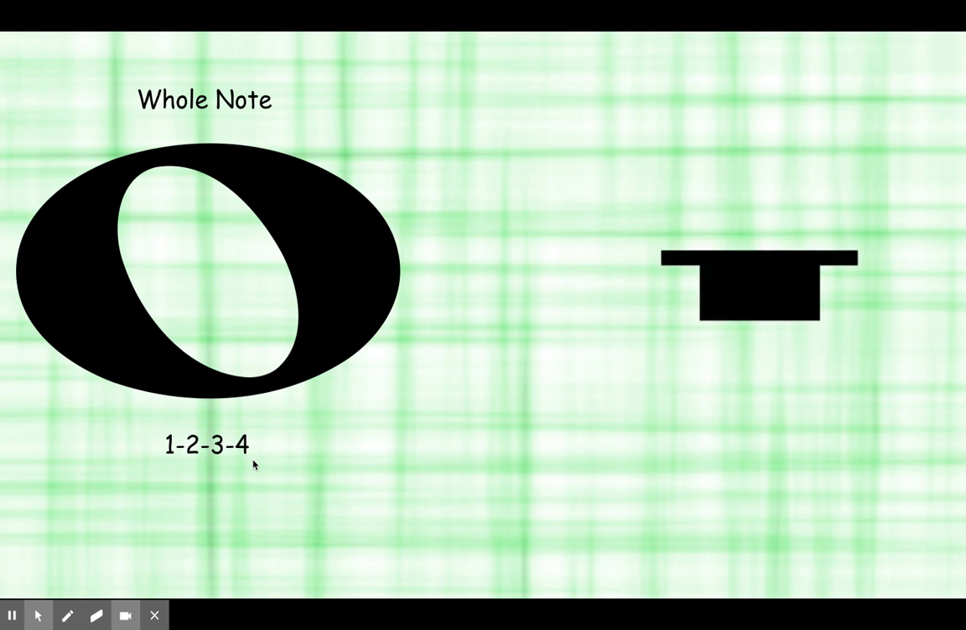It kind of looks like a half rest that's upside down. Remember, half looks like a hat. This one looks like you're walking along the line, and you fall into a hole. That's how I remember it's called a whole rest. It also gets 4 beats, but those will be 4 beats of silence.